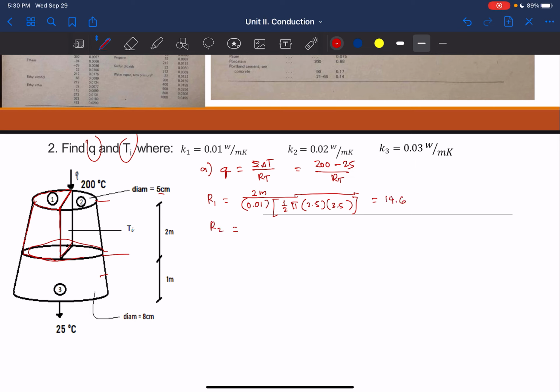Your R2 would just be the same, 2 all over. This time it's 0.02 the K2 times the mean area of 1/2, 2.5 times 3.5. You get around 7.3. Your R3 would be, thickness is 1 meter. So delta X is 1 meter all over. K is 0.03 watt meter Kelvin times, since it is full, I have pi times 3.5 times 4. So the diameter is.